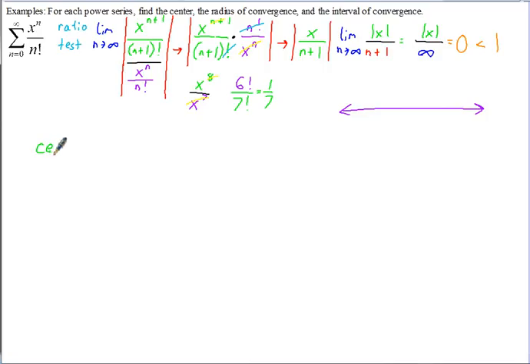So the center would just be 0. There's that x equals 0, because you can see there's nothing in there, plus or minus anything in the parentheses with x. And the radius of convergence would be infinity, because again, since this is less than 1, this always converges.